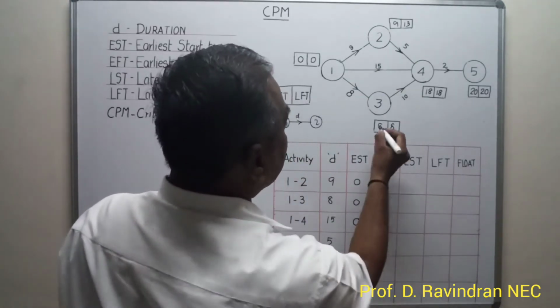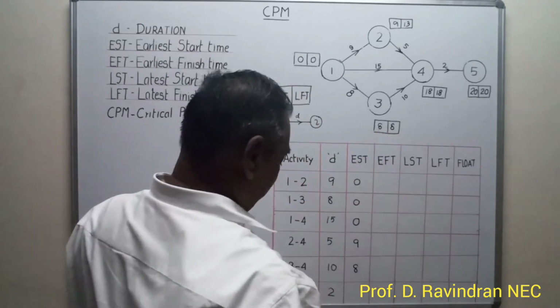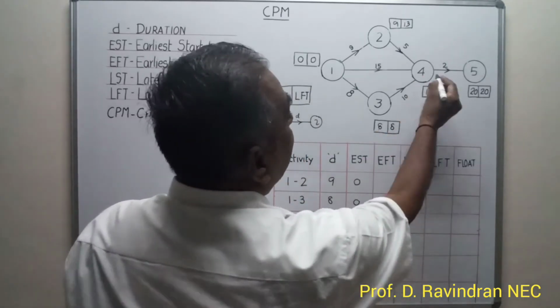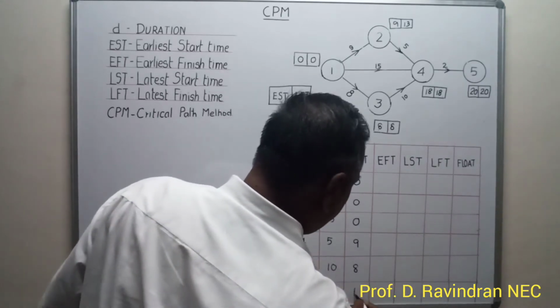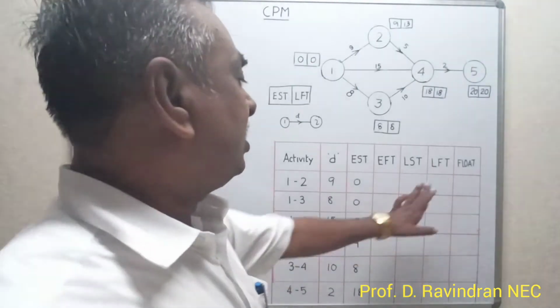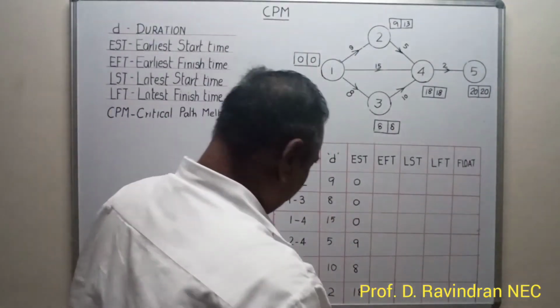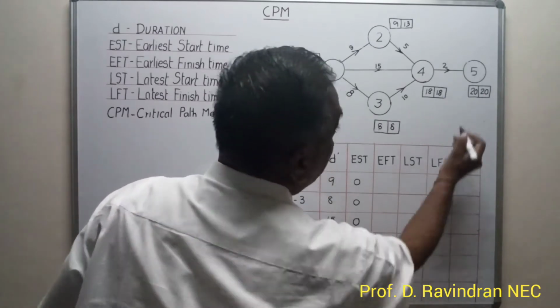3-4 activity is 8, this value. 4-5 activity is 18. That's the earliest starting time. Now let us start filling up the latest finishing time. We can come from the bottom. So the latest finishing time of 4-5 activity is 20.